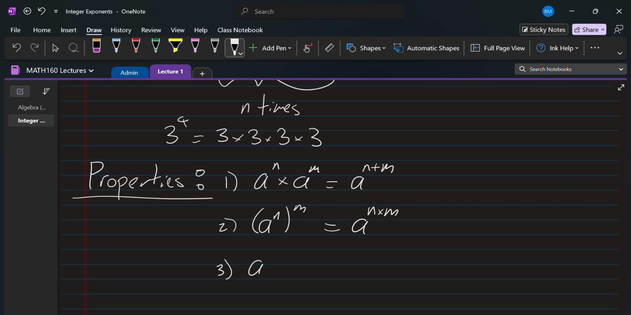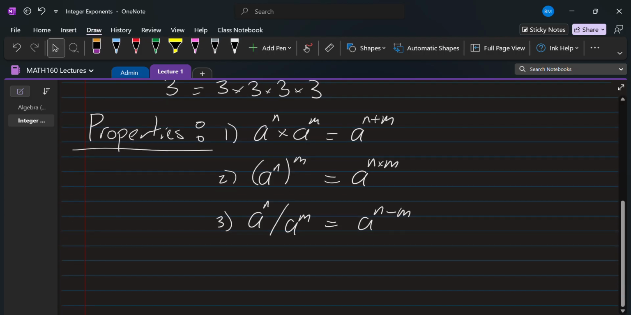Okay, number 3, similar to number 1. So number 1, we're taking the product. For number 3, we're going to take the quotient. So a to the n divided by a to the m. This now becomes a to the n minus m. So product goes with addition of the exponents. Division goes with difference of the exponents.